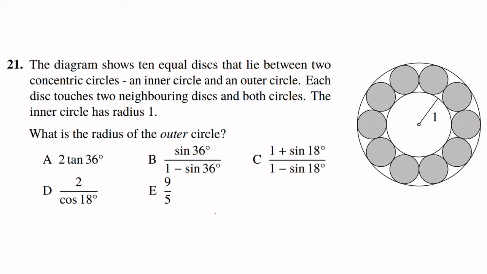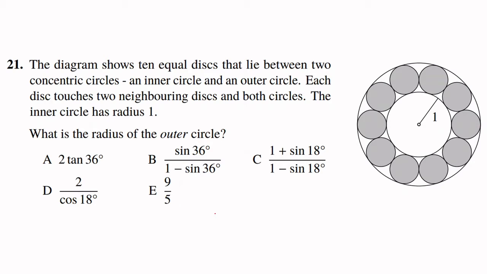So first things first, of course I need to state the question. The question states, the diagram shows 10 equal discs that lie between two concentric circles, this being an inner circle and an outer circle. Each disc touches two neighbouring discs and both circles. The inner circle has radius 1. What is the radius of the outer circle?